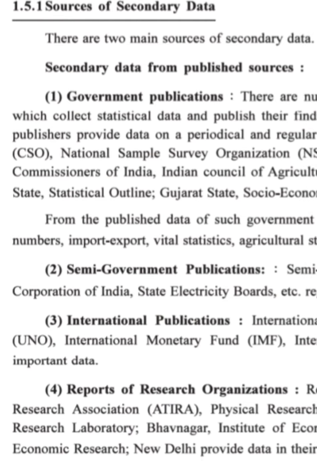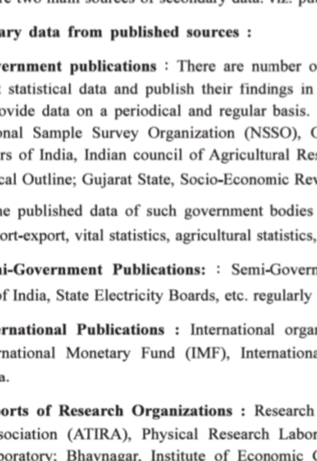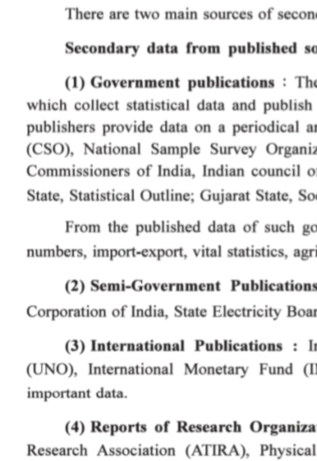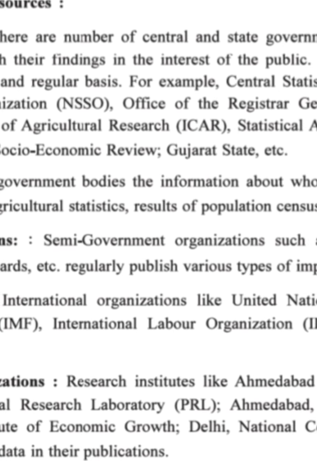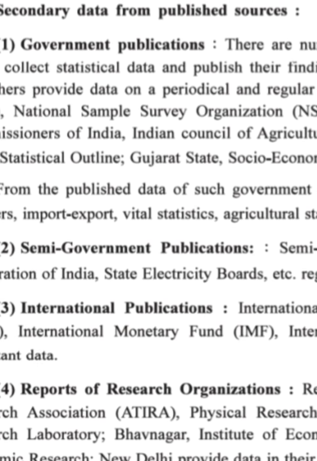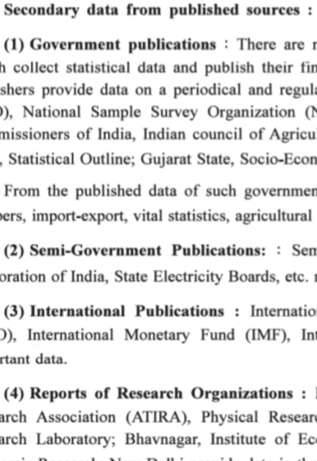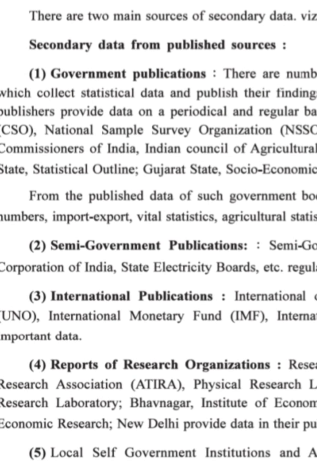Now, similarly, among the published sources also come the semi-government publications. Which are those? Such organizations are Life Insurance Corporation of India and the State Electricity Board, where you would find they regularly publish their data, which is quite important from the point of view of the public. Even the semi-government publications circulate such data. So those are sources of secondary data for us, published by semi-government bodies.